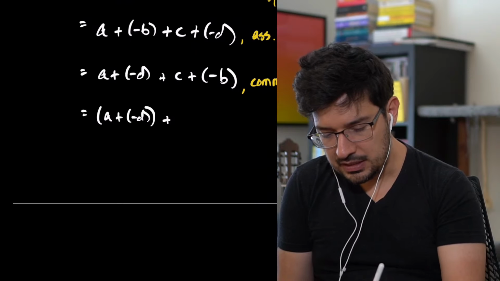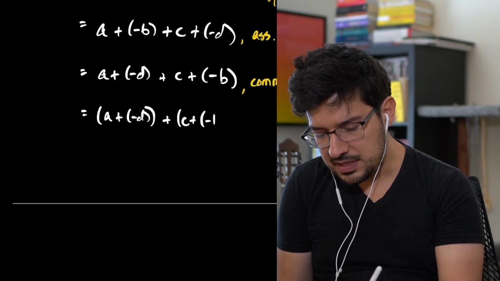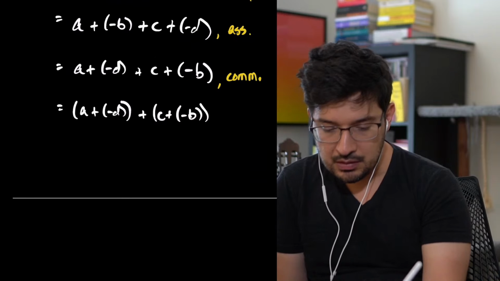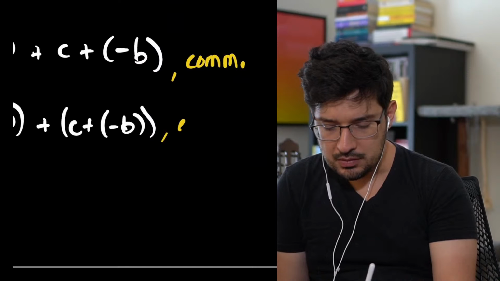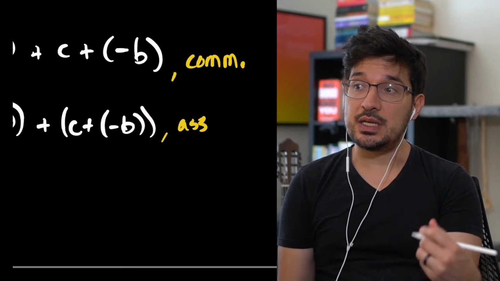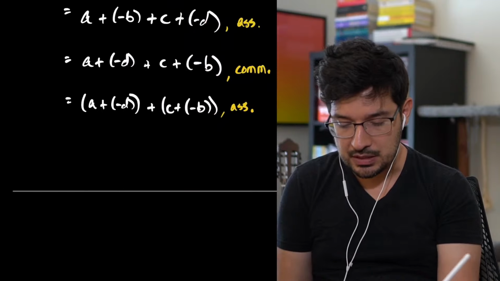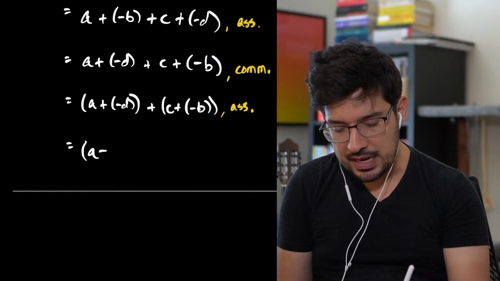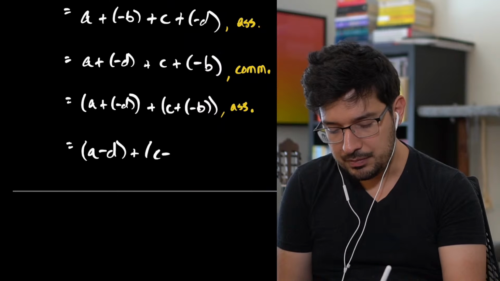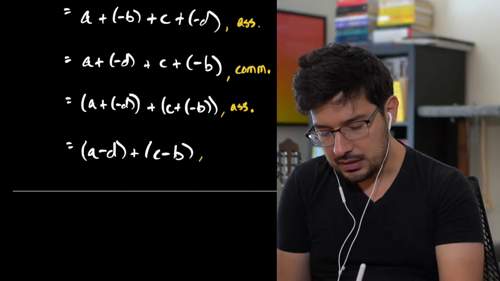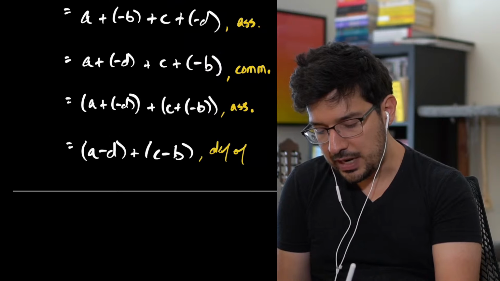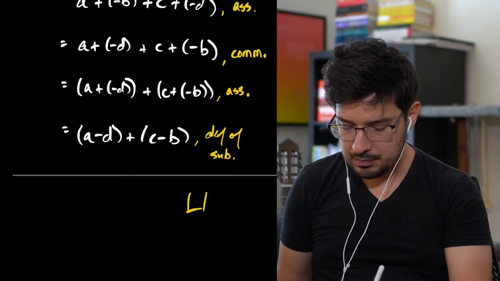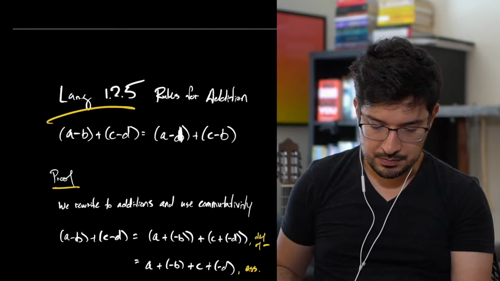apply associativity again. Associativity says that we can remove or add parentheses in any way we want with repeated additions. When it's just one operation, you can regroup parentheses. And now this is a minus d plus c minus b, again by definition of subtraction. And voila, we are done. Cool.